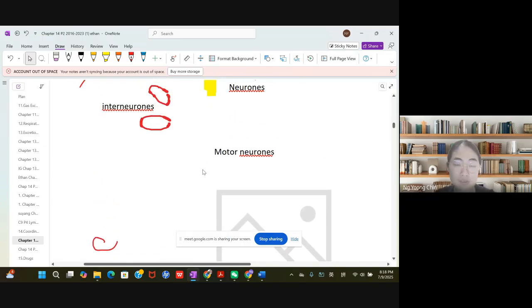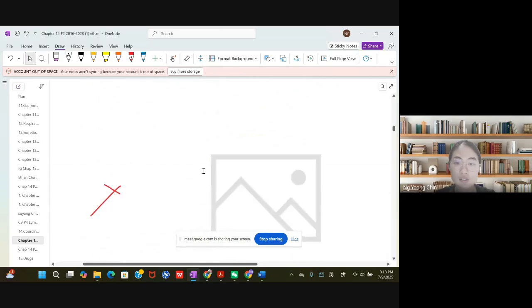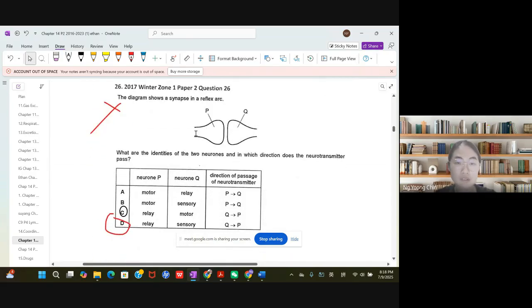Okay, let me continue. So do more questions, you will know more. Yeah. And then this one, synapse in the reflex arc, P to Q.